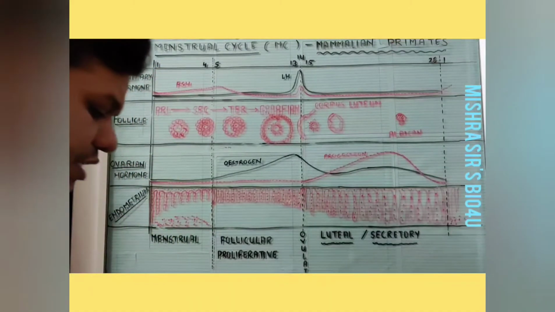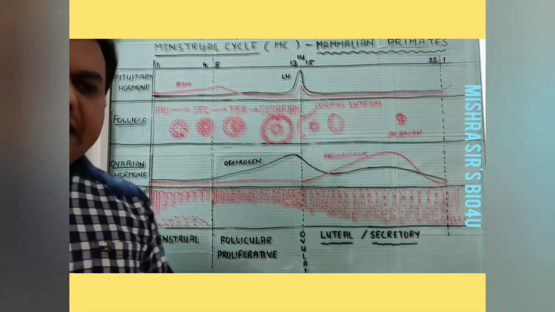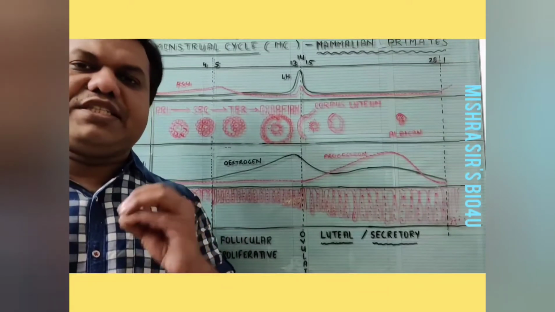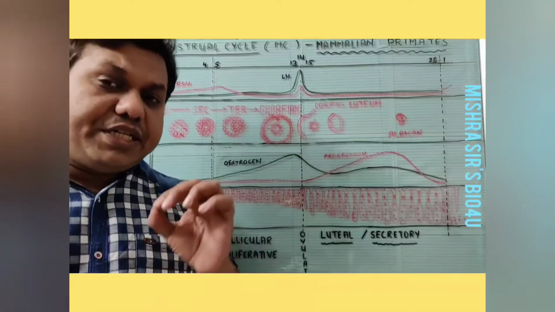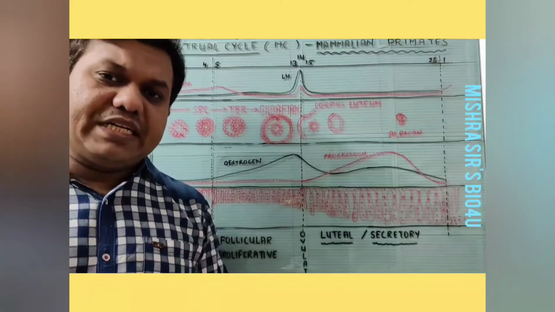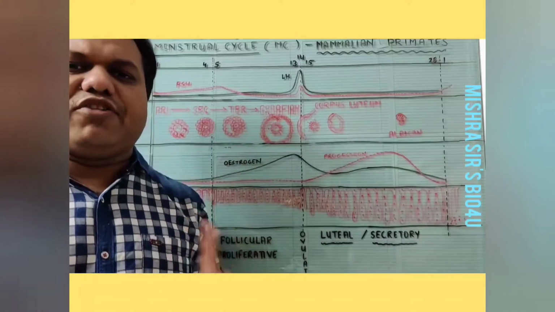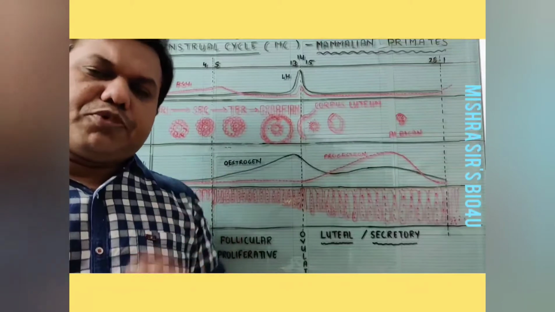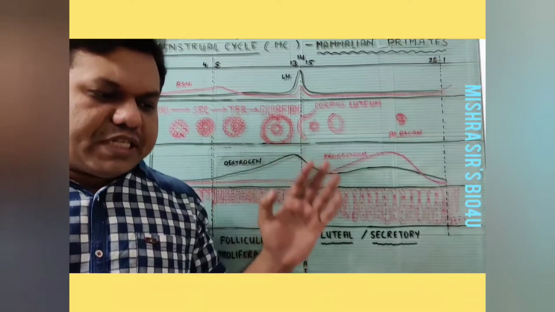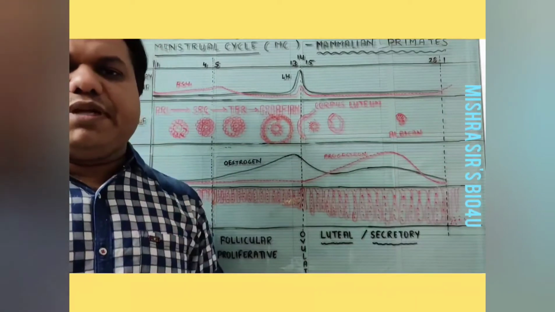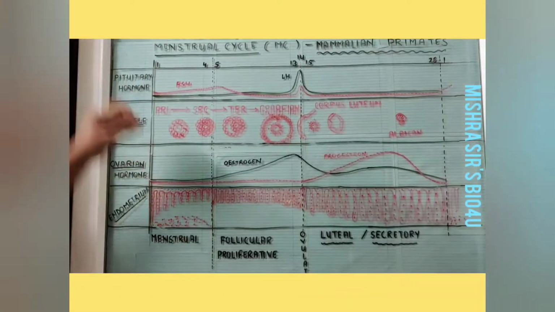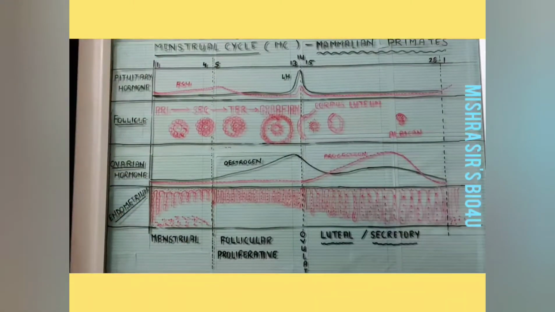Now, how will you consider which is the first day? Remember, when a female experiences discharge of blood through the vagina, the day blood starts coming out through the vagina is considered the first day of the menstrual cycle. So suppose in some female blood started coming out today, then that female will consider today as the first day of the menstrual cycle.